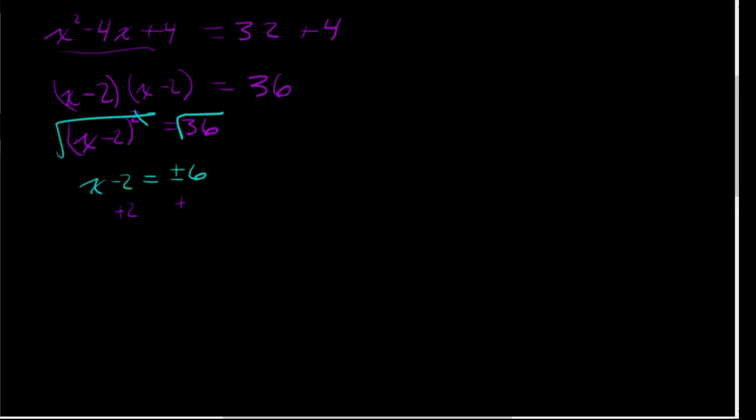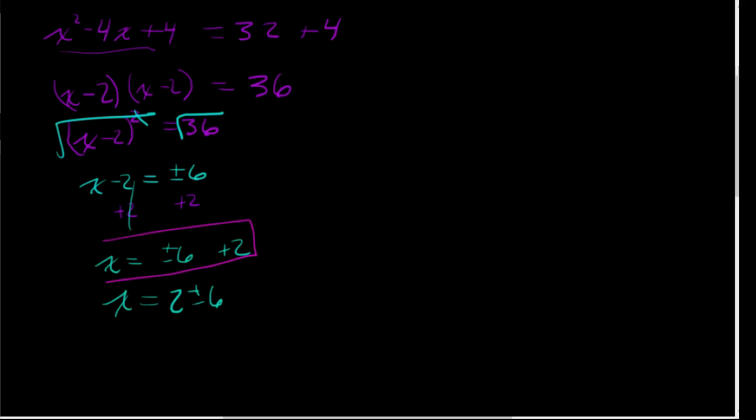I can add 2 to both sides. If I do that, those cancel. I'm left with x is equal to either plus or minus 6 plus 2, or you can write it the other way. X is equal to 2 plus or minus 6. Either way, you have to take these and separate them. So we'll just look at the first one here, because we're not done.